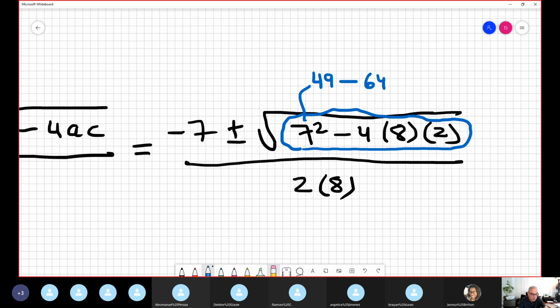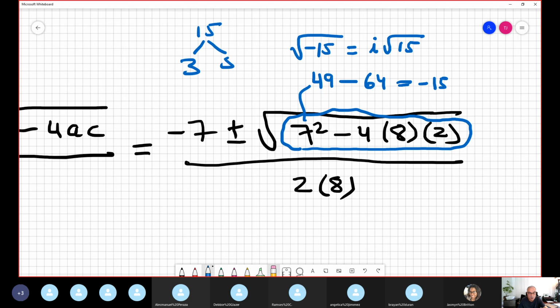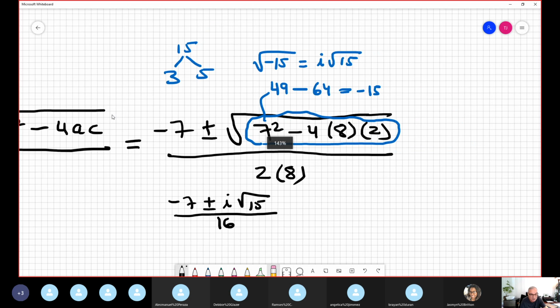Now you subtract: 49 minus 64 is negative 15. When you compute the square root of a negative number, negative 15, automatically you say it's imaginary, I times the square root of positive 15. And 15 we cannot simplify more, because 15 is 3 times 5, with no pair of factors. The final answer is negative 7 plus or minus I radical 15 divided by 16, which is 2 times A. This is an acceptable answer.